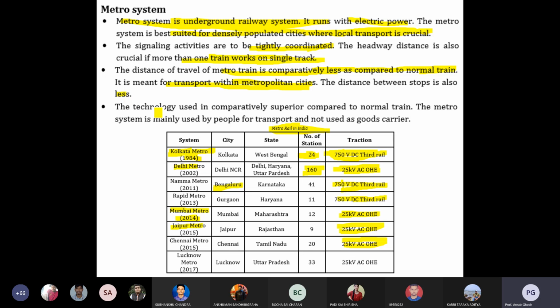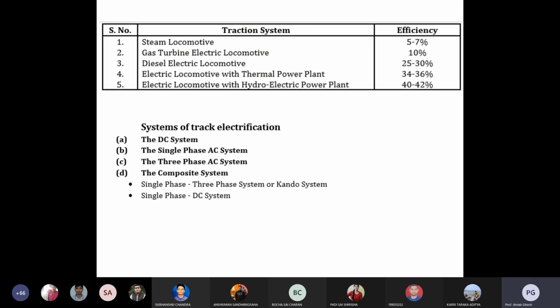Okay, the technology used is comparatively superior compared to a normal train. The metro system is mainly used by people for transport, not used for goods carriers. Okay. So these are the normal configuration features.